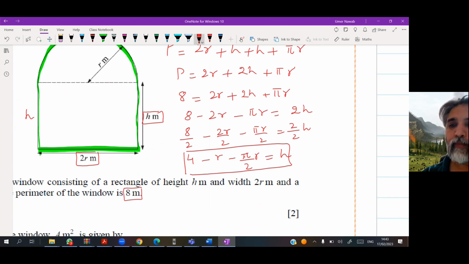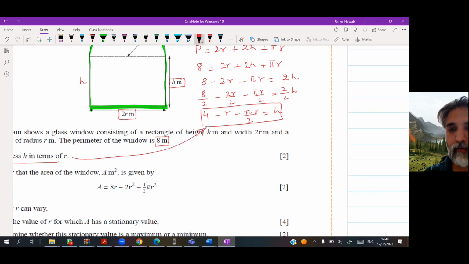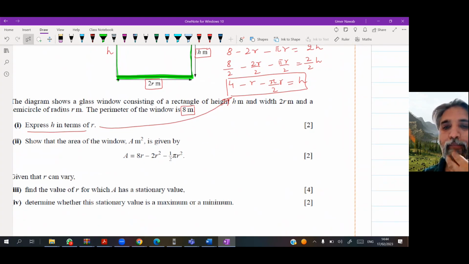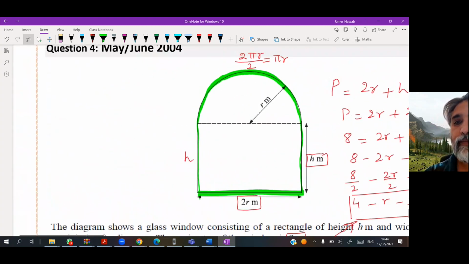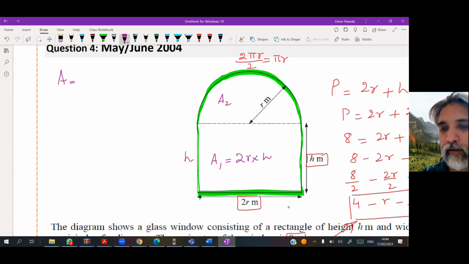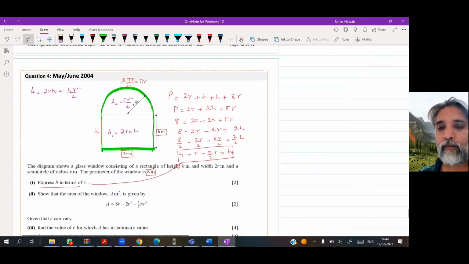So this is the formula for this. Next I want to find the area of the window. So area of window, I will try to find it here. Area, so length into width, 2r times h. This is the area of the window. A2 is pi r squared divided by 2. So both areas have to be added. 2rh plus pi r squared divided by 2.